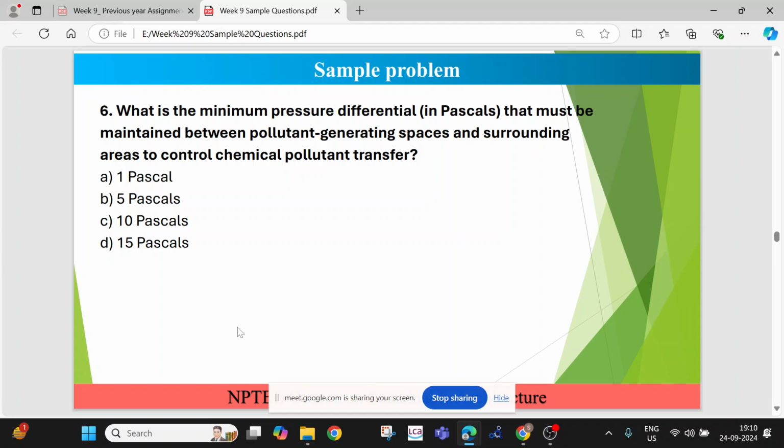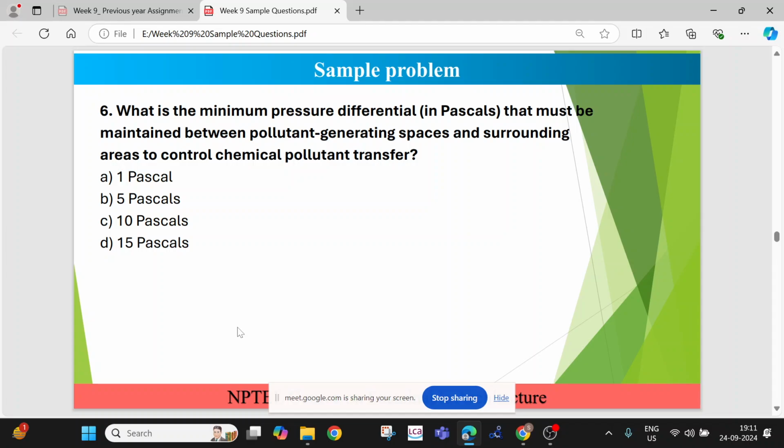Yes, sir. So whoever has answered A, they can refer to the slide of lecture this week, week 9, lecture number 43. There two quantities have been mentioned. 1 Pascal as well as 5 Pascal is mentioned, but we are not talking particularly about closed rooms. That statement is also written. So if you are talking in general, the minimum pressure difference should be 5 Pascal. Fine.